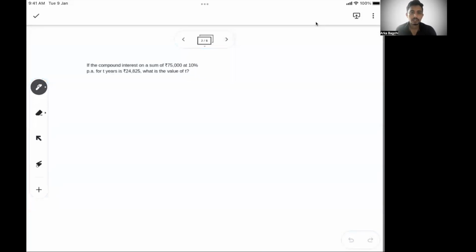If the compound interest on a sum is rupees 75,000 at 10% per annum, for... years. Let's try to do it. So there is one formula of compound interest where we know amount is P into 1 plus R by 100 whole to the power T. But it's getting to be a complex calculation because you have to find T, which is in the exponent. So that's not an easy calculation in a normal way.